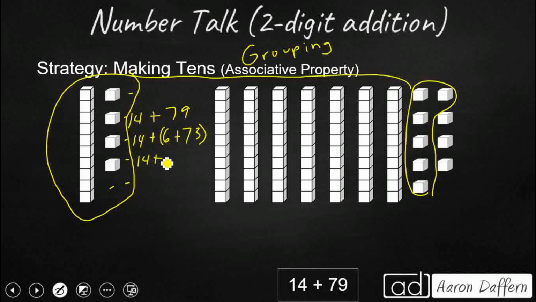So 6 plus 73, that gets me 79, and the associative property lets me regroup them, so I keep the same addends. I'm simply going to add up my 14 and my 6 first. So 14 and 6, that's the 20 I was looking for. And then there's 73 left. Look how easy that is, 20 and 73. And that's going to get, hopefully, the answer you have in your head, 93.